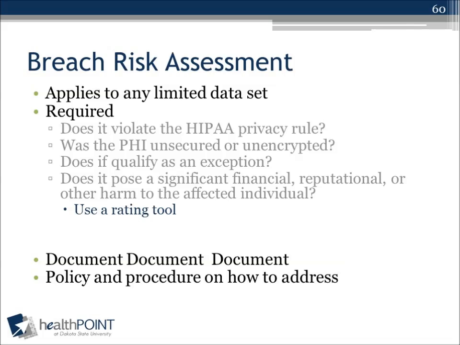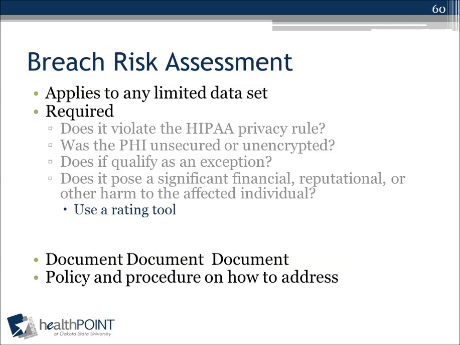So let's talk about this assessment. How do we do this? This is a formal process, and it must be documented in your policy how and who is responsible to do this assessment. It applies to any limited data set that you deem to be disclosed. You must answer these questions within your assessment. Did it violate the privacy rule? Was PHI unsecured or unencrypted? Does it qualify as an exception? In the rules there are 3 exceptions. And does it pose a significant financial, reputational, or other harm to the affected individual?